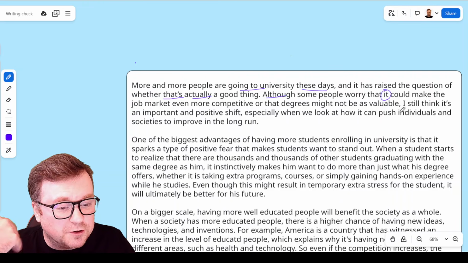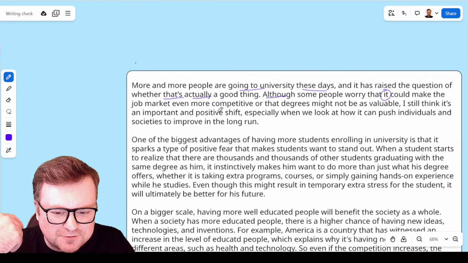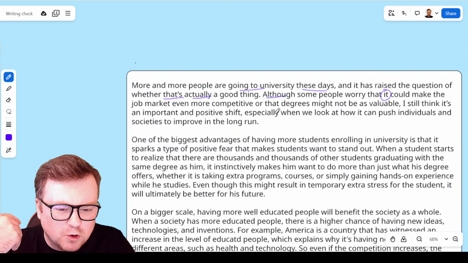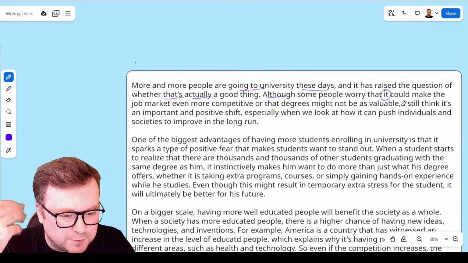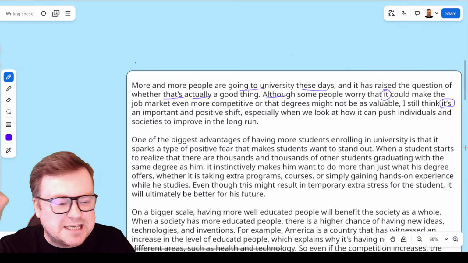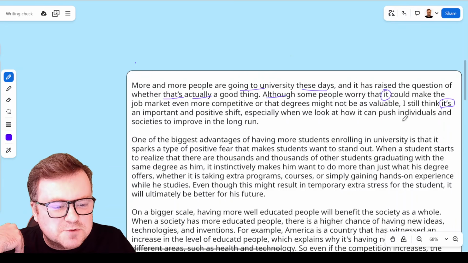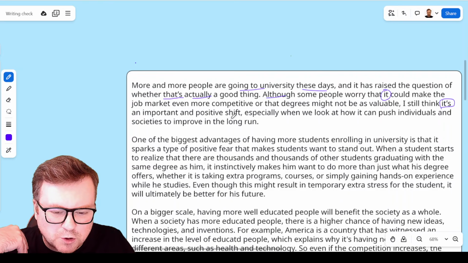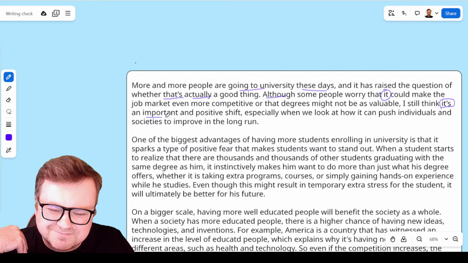Although some people worry that it could make the job market even more competitive, or that degrees might not be as valuable, I still think it. So again, we have this contraction. We don't use it's in academic writing. We use it is. Some still think that it's an important and positive shift.